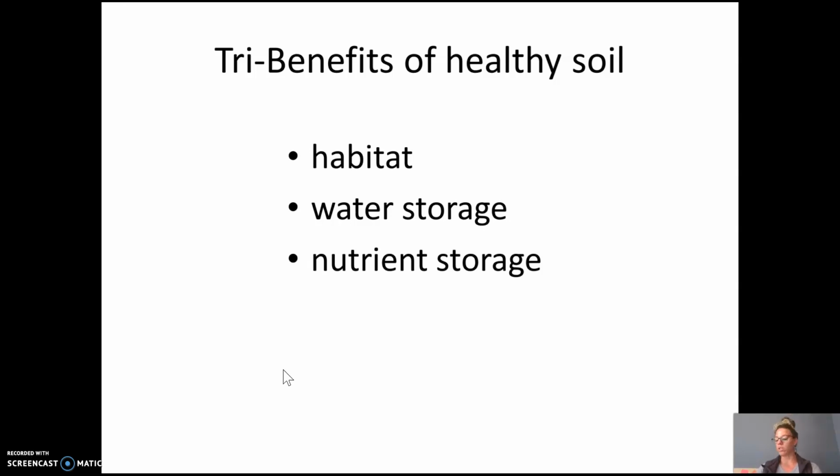We've got water storage. So good soil, remember, it holds water and allows it to move. So with good soil, we want it to drain, but we don't want it to dry out too quickly.